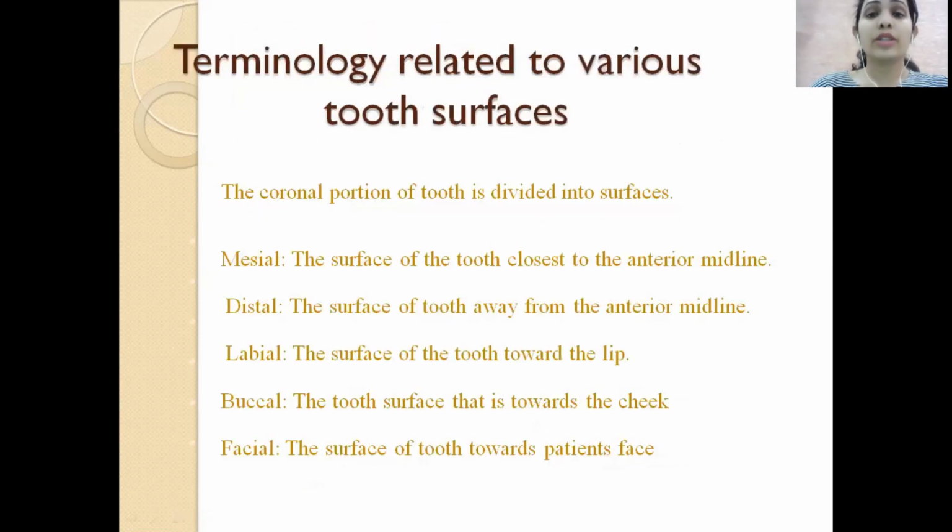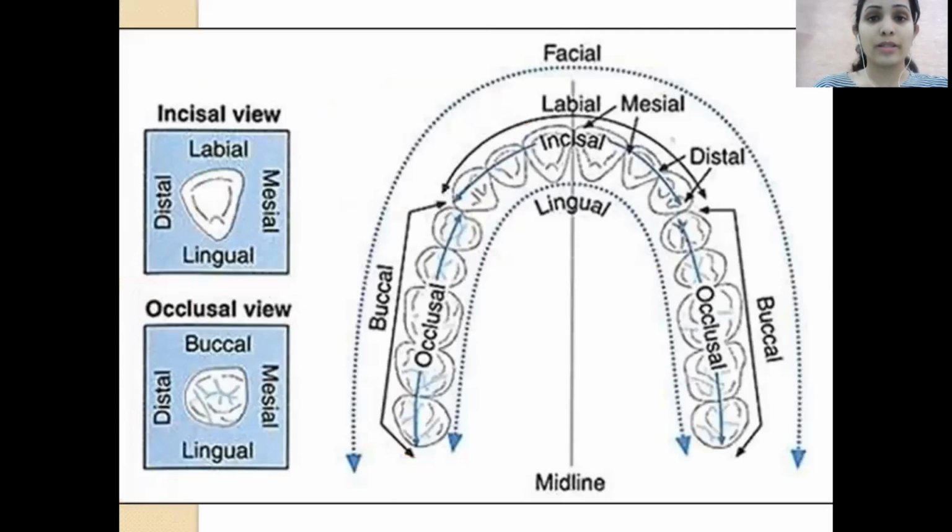Now, terminologies related to various tooth surfaces. The coronal portion of tooth is divided into surfaces. The mesial surface is a surface which is closest to the anterior midline. Distal surface is a surface which is away from the midline. Then the labial surface, which is towards the lip. Buccal surface, which is towards the cheek. Facial surface, which is towards the patient's face.